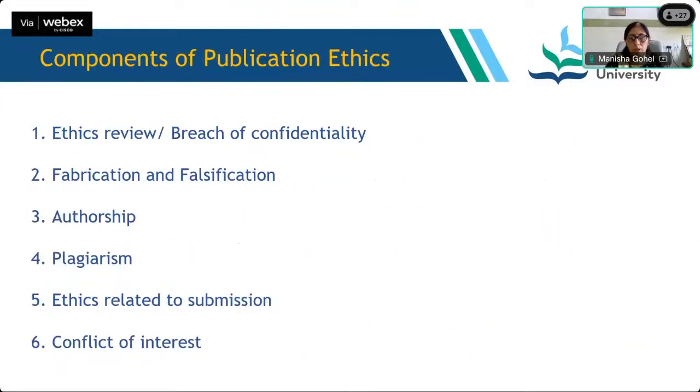Coming to the topic, these are the main six components. First is ethics review. Second is fabrication and falsification. Third is authorship. Fourth is plagiarism. Fifth is ethics related to submission of the article. Sixth is conflict of interest. Remember, I had 4 MCQs in my exam from this topic, so try to remember. This is very simple because all of you have done research and might publish, so you know the different problems in publication. So let's see them one by one.